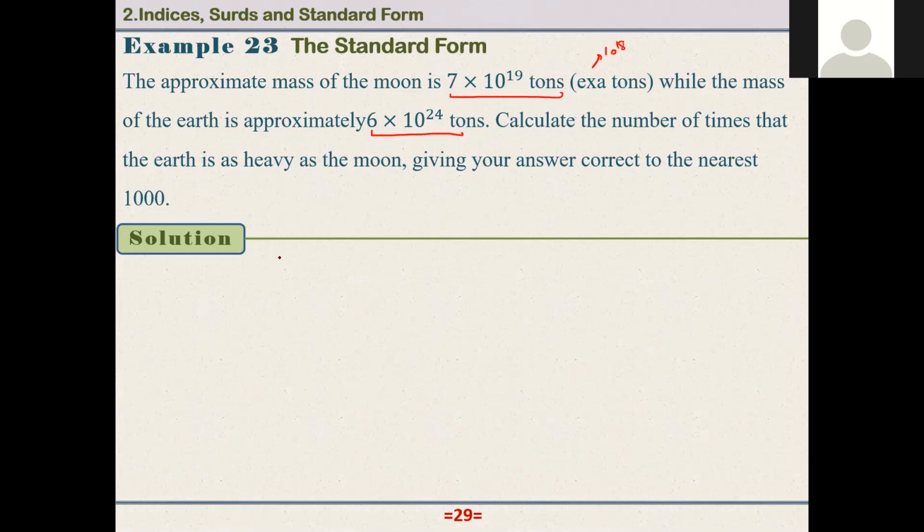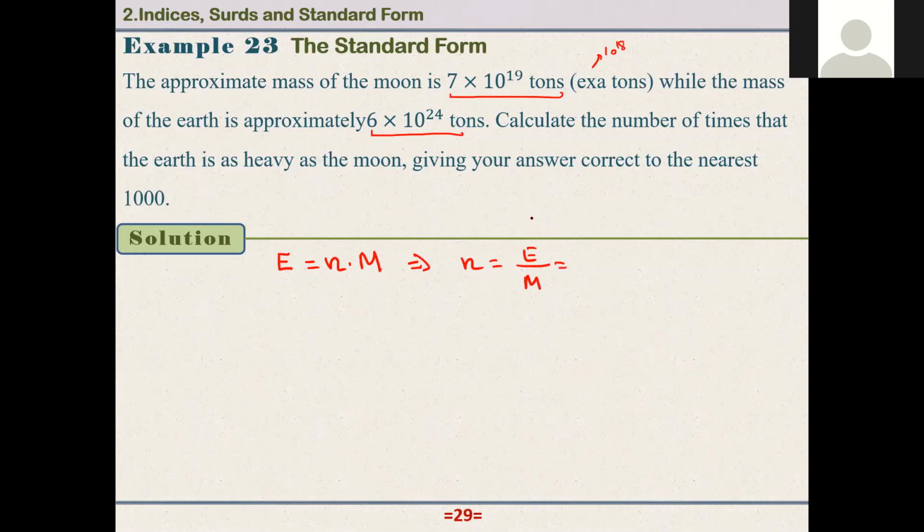So that means that here we have the mass of the Earth. How many times bigger? We don't know. Let's say it is n times bigger. So n times the moon gives us the weight of the Earth. So the question is, what is this n? Calculate the number of times that the Earth is as heavy as the moon. So give me an answer correct to the nearest 1,000. Good. That means that to find this n, we need to just divide both sides by m. So we get this expression, E over m.